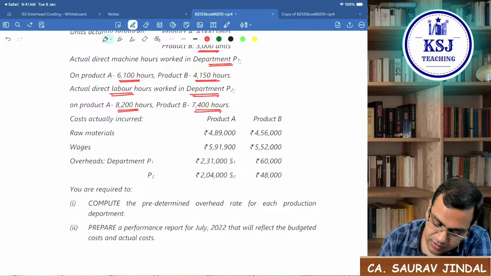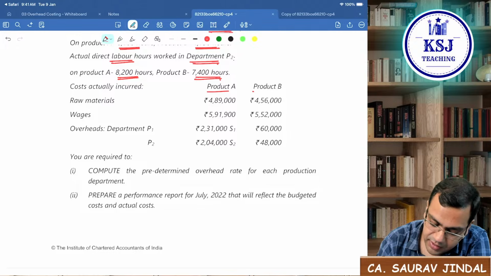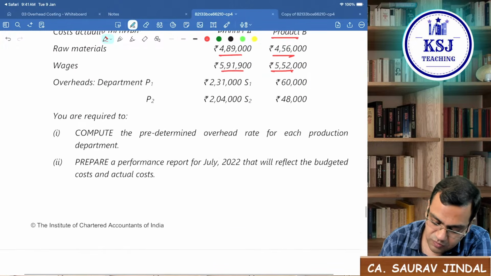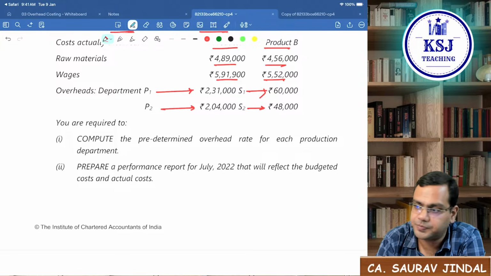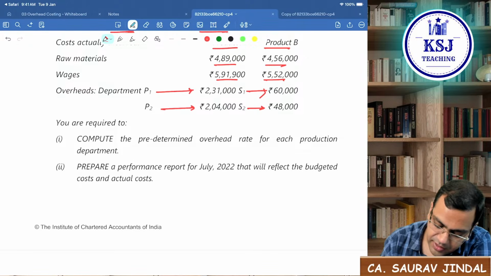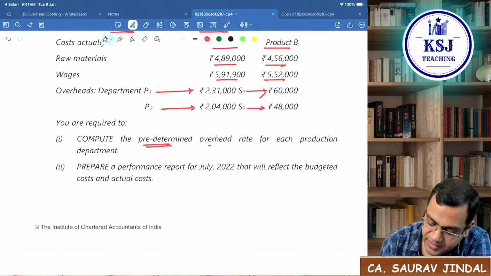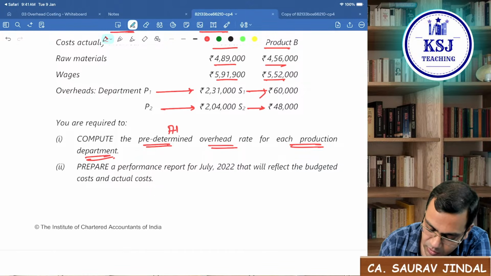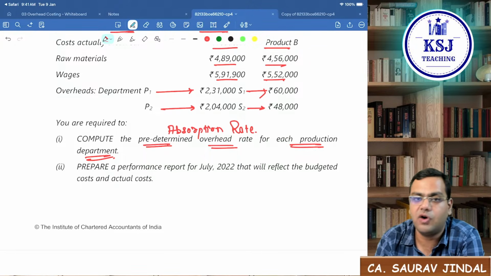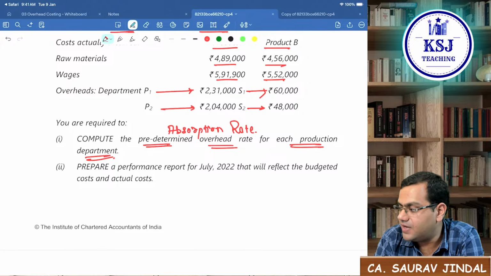Cost actually incurred for product A and product B, raw material cost and wages cost, is given. Now the overheads are given for department P1, P2, S1 and S2. Clear? You are required to compute the predetermined overhead rate for each production department. That means you have to calculate the absorption rate for the production departments P1 and P2.